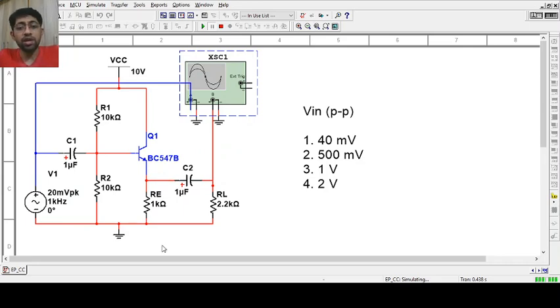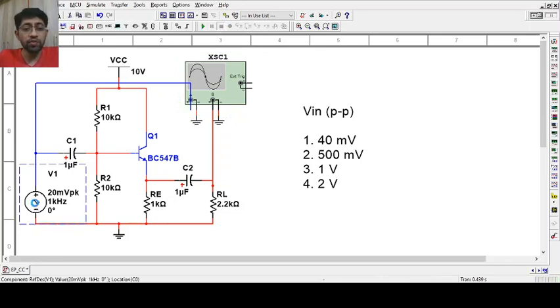So next one is nothing but 500 millivolt. Yes, peak to peak is 500 millivolt. So let me pause this and change this value. So 500 millivolt peak to peak. So I can say that 250 millivolt peak, that is 500 millivolt peak to peak. And let us rerun it.